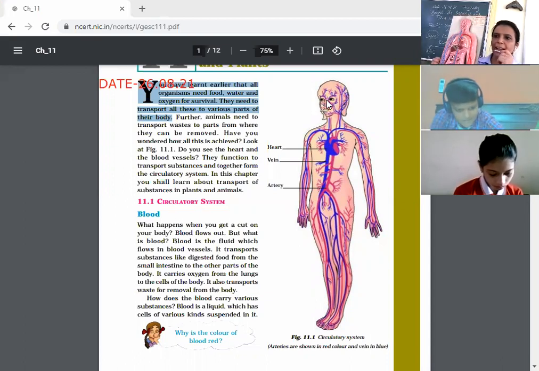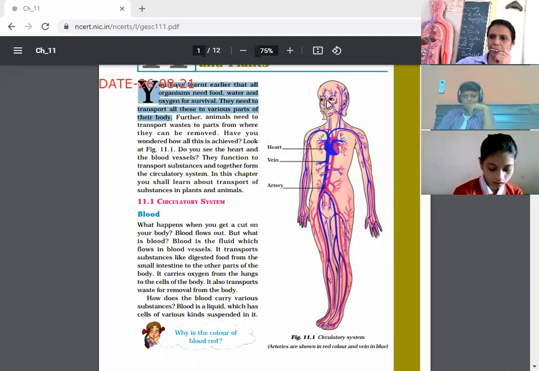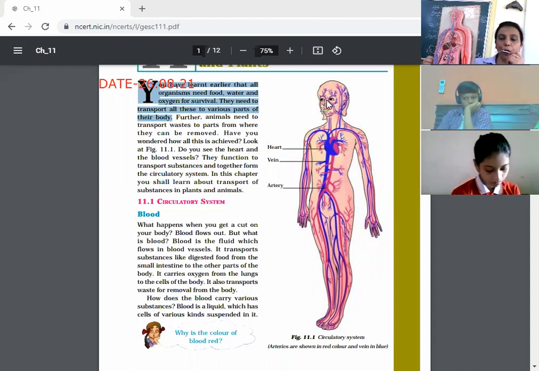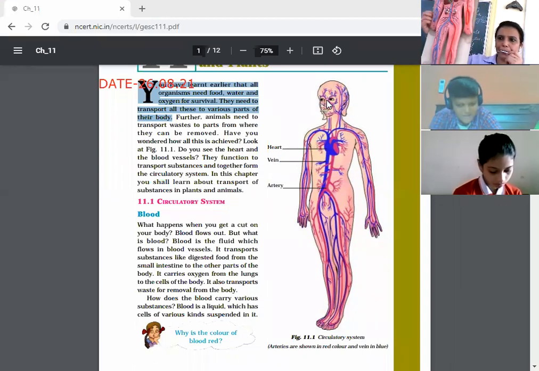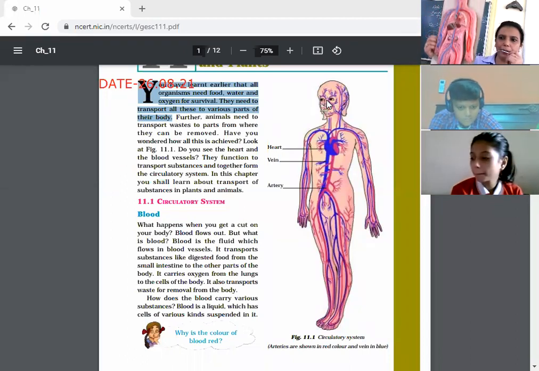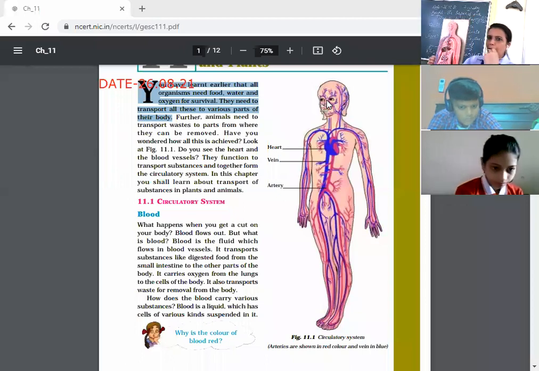Okay, this diagram can come in the paper, so I will explain this part again, why it is so. What are arteries? What are veins? See, throughout the body, from the head to the toes, the different colors are there, red color as well as blue color. So we'll discuss it again.